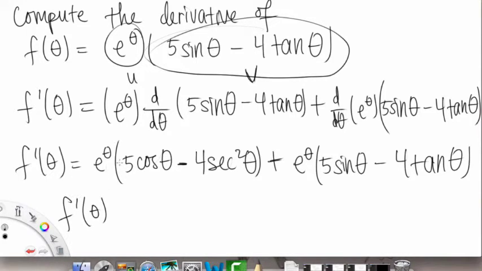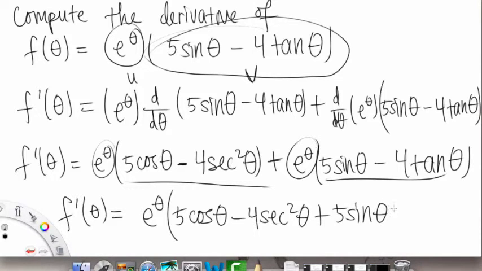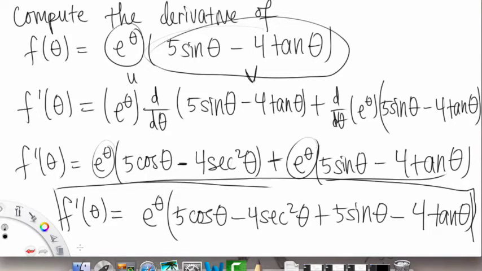Okay, so now for this final step, we'll just combine everything. We'll distribute the e to the thetas in, or we can actually just factor it out. So I'll pull this e theta out and this e theta out. So e to the theta, and we're going to combine this part and this part, okay? So we're just going to get 5 times 5 cosine theta minus 4 secant squared theta plus a 5 sine theta, and then minus a 4 tangent theta. Okay, so that last line here, that's going to be our final answer for f prime of theta.